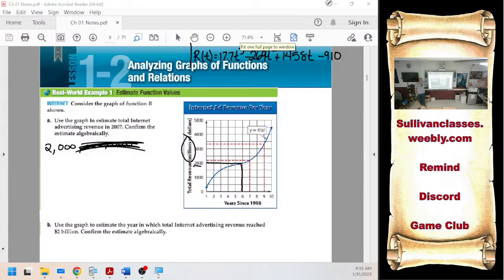It's 9:30. So, it says to confirm this algebraically, what am I plugging in? X or Y, or in this case, T or R of T?